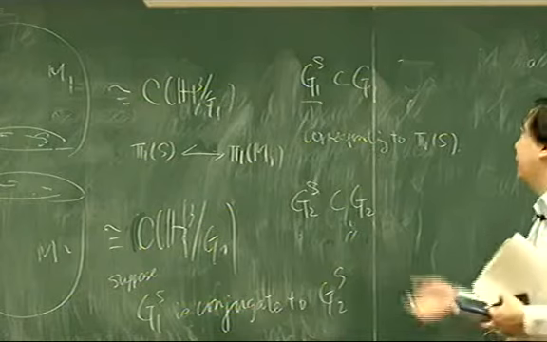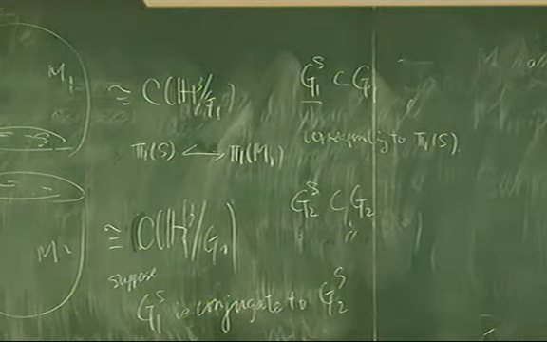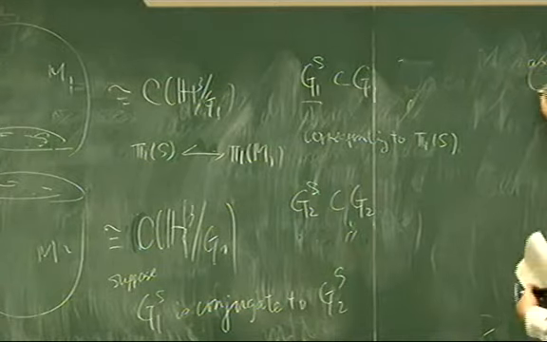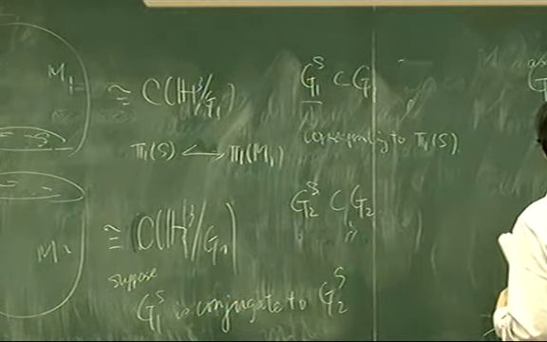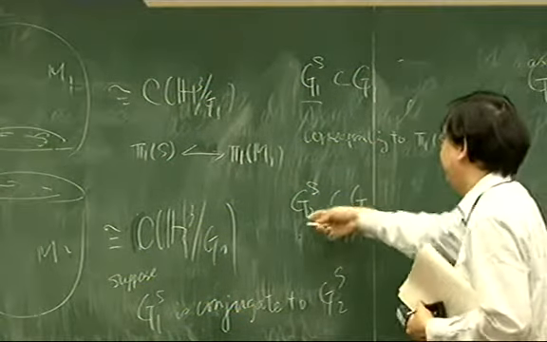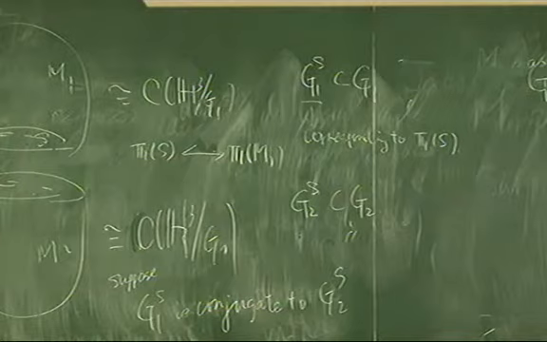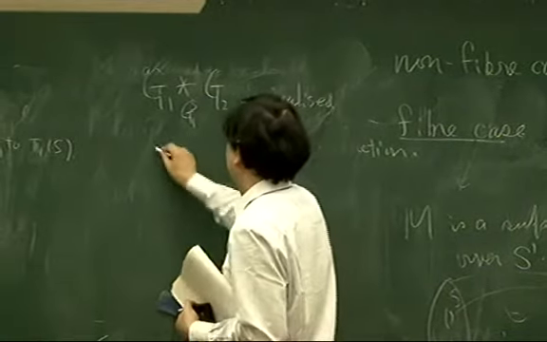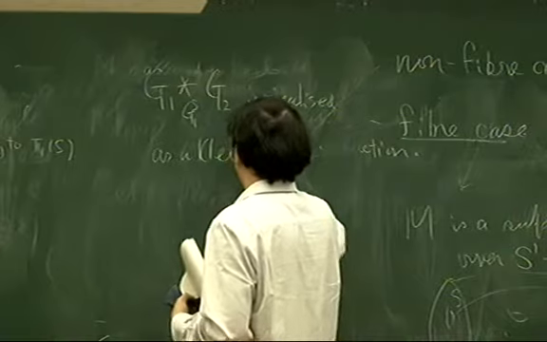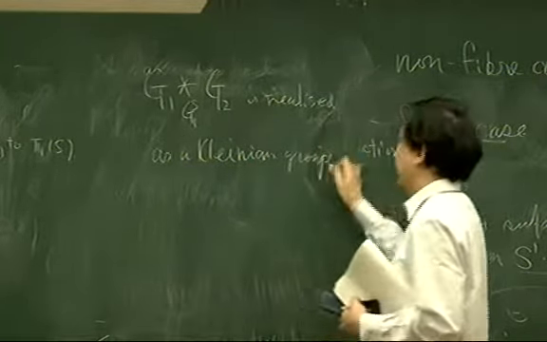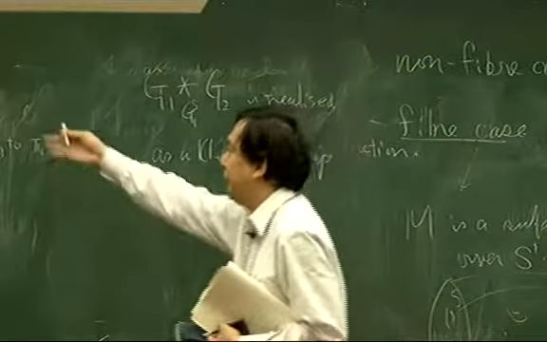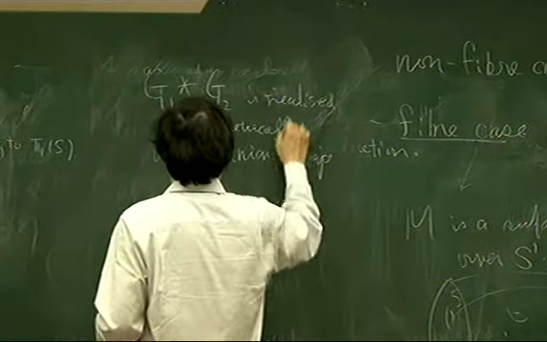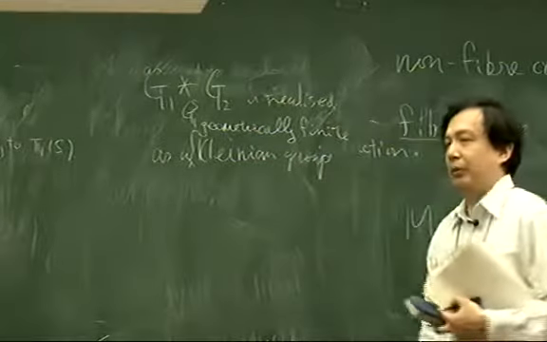Then you can construct a Kleinian group which is an amalgamated free product of G1 and G2 along G1_S. So G1_S is identified to G2_S, and then you can take an amalgamated free product, and it is realized as a Kleinian group. Actually, as we assume these two are geometrically finite, this is also geometrically finite. That is the Maskit combination theorem.